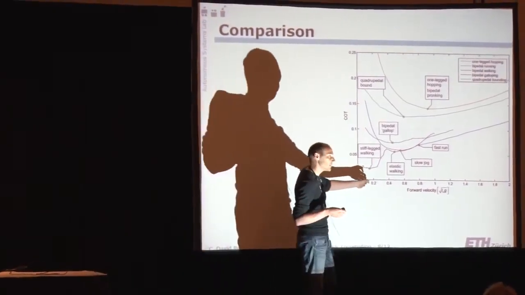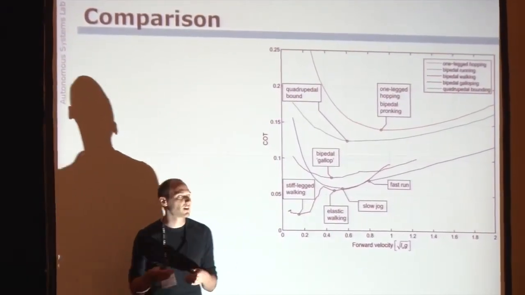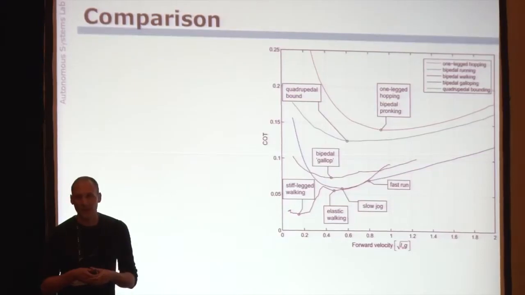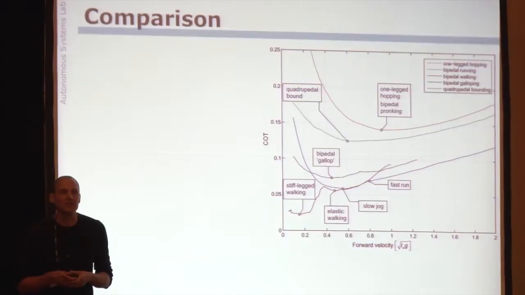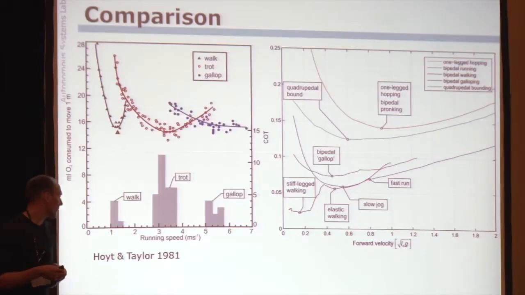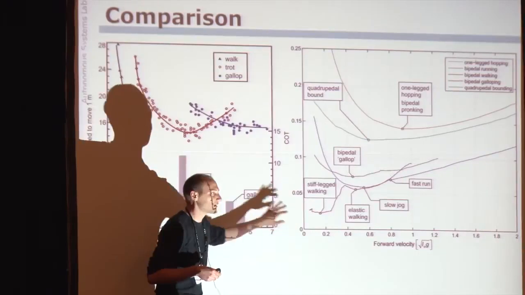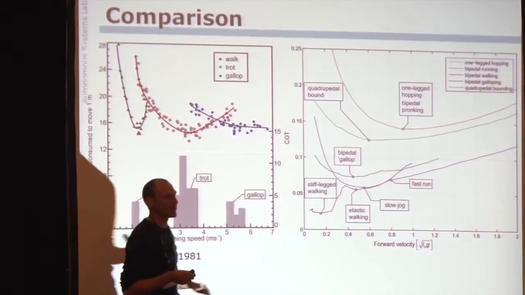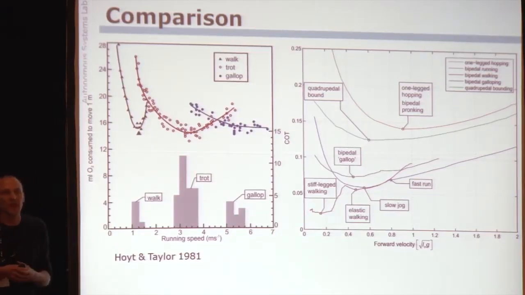If I change my velocity, it might pay off to change the gait, since at certain velocities, certain gaits are more efficient than others. And this is, as I said before, very similar to what you would see in nature. So if I compare this with the study that Hoyt and Taylor did in 1981, this is basically the same plot, right? Apart from, these are robots, these are horses, here we have the mechanical cost of transport, here we have the metabolic cost of transport, but we see the same thing. It pays off to change gaits when sweeping a certain velocity range.